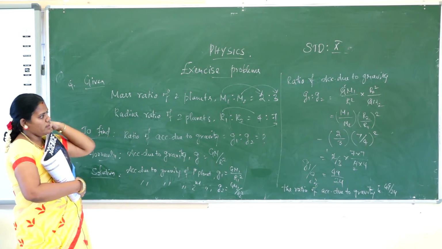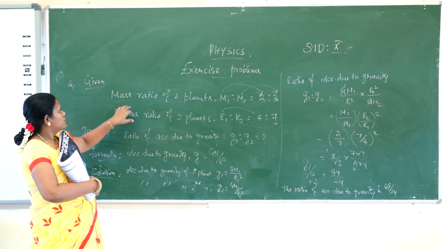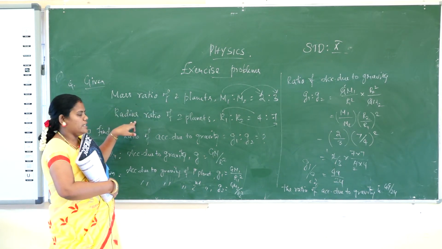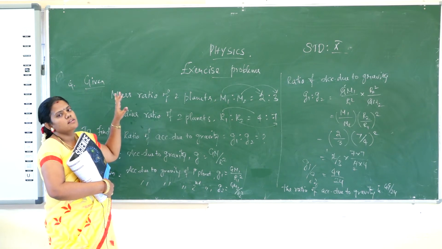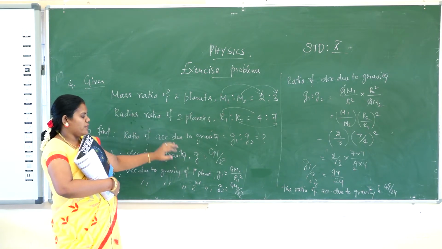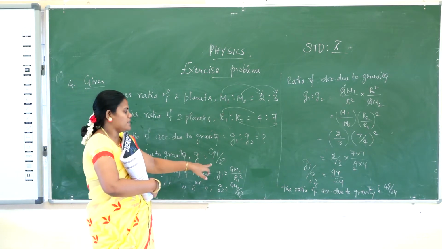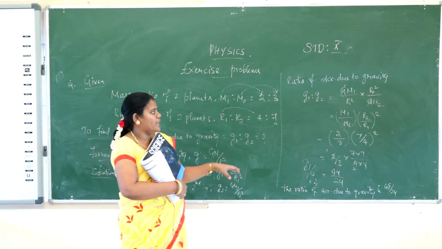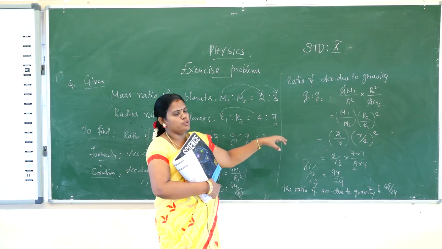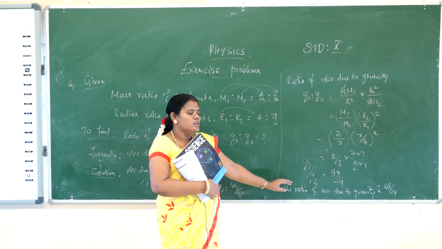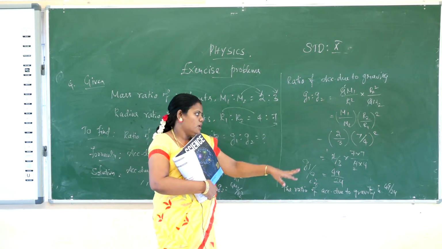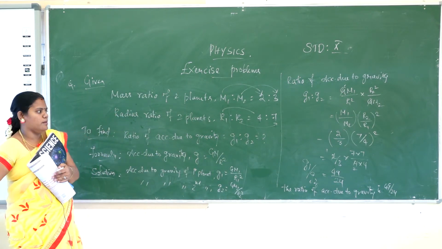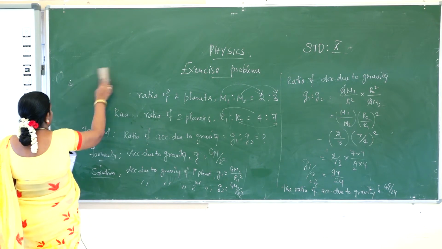So what are the given values? The mass ratio is given and the radius ratio is given. We will find out the acceleration ratio. So we consider the formula G is equal to Gm by r square. Substitute the G1 value and G2 value and substitute the M1, M2, R1, R2 values. We will find out the ratio of acceleration due to gravity. Okay. Then the fourth problem in the exercise will be over. Next we will go for the hard question.